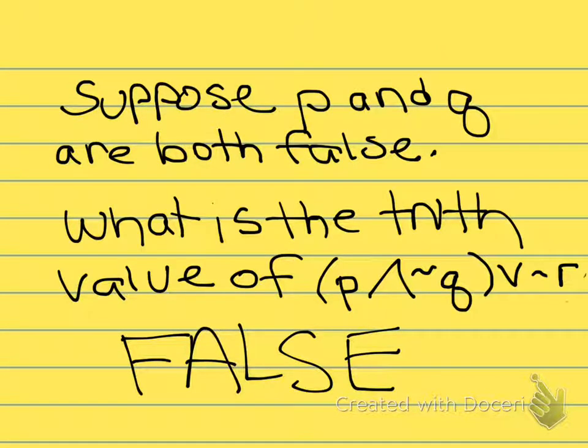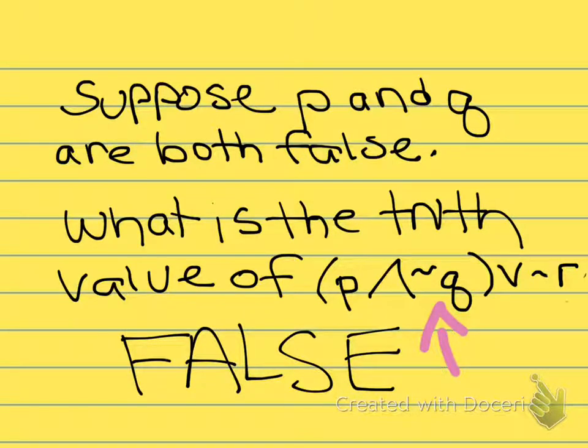Now we have, suppose P and Q are both false when we have the same statements. So P and Q were originally true. We're assuming that they're false, even though we know that they're not false, but it's telling us that they need to be false. So what would be the truth value of P and not Q or not R? I said false because P we're saying is false. Q we're saying is false, but it's saying not Q. So we have 1 false and 1 true in the grouping right here. Okay, so that would be true.